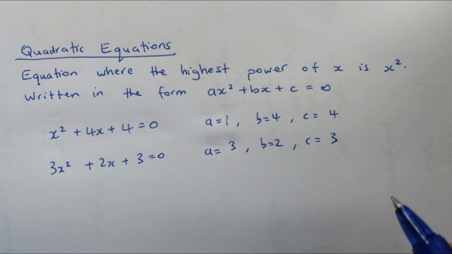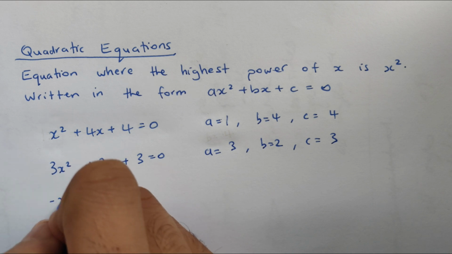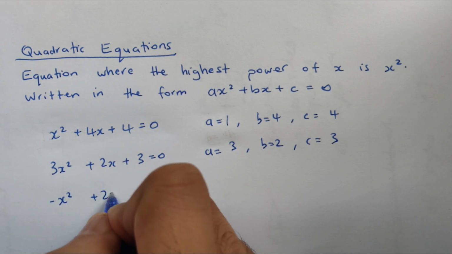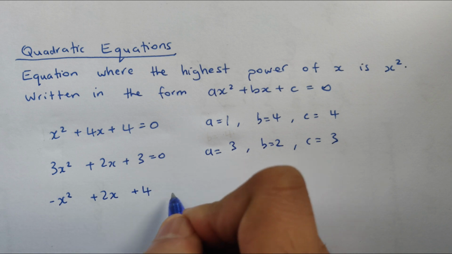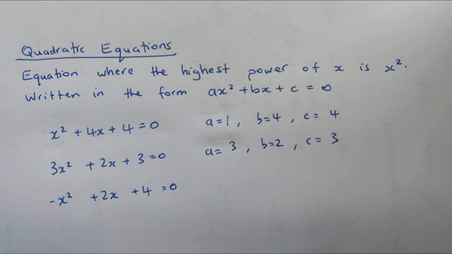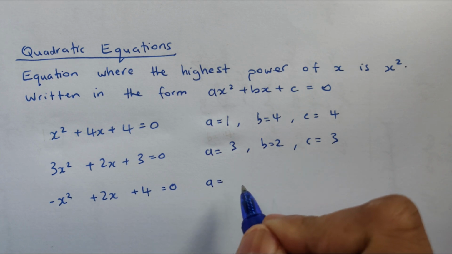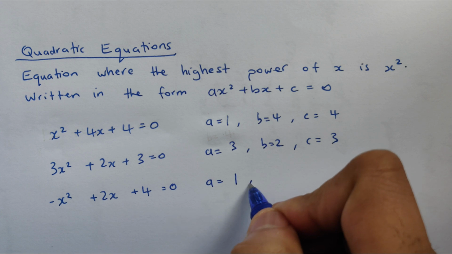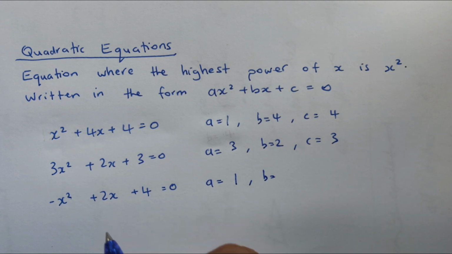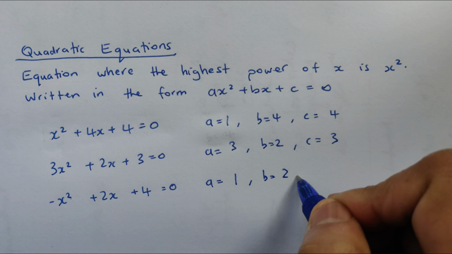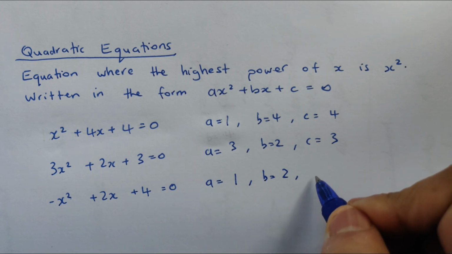Cool. Let's do one more example. Minus x squared plus 2x plus 4 equals 0. Again, we know this is a quadratic equation because the highest power of x is x squared. So let's work through what a, b, and c equal. a, again, is the coefficient in front of the x squared, which is negative 1. b equals the coefficient in front of the x, which is 2. c equals the constant over here, which is 4.